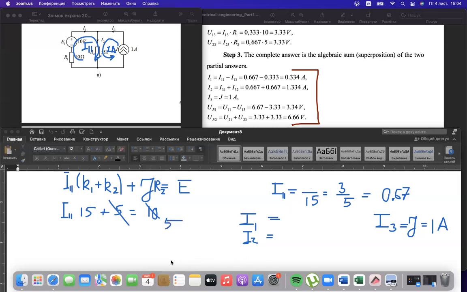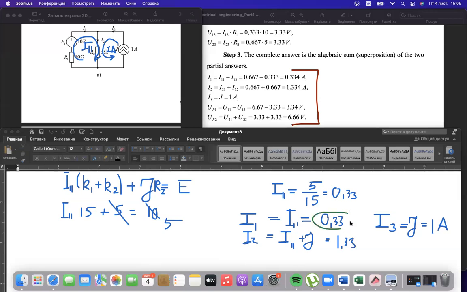Then it will be 5 over 15, and 1 over 3, or 0.33. Then the current in the first branch equals this number, 0.33, and I2 will equal the adding of two currents. It will be 1.33. If you compare these values, we obtain exactly the same: 0.33 here, 1.33 here, and 1 ampere here. The two methods give us exactly the same values, exactly the same situations.